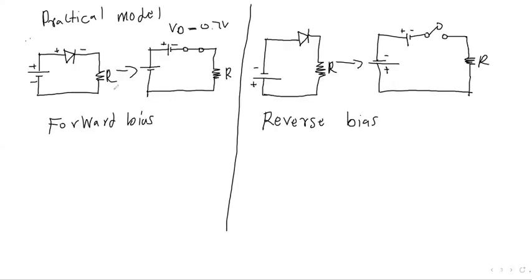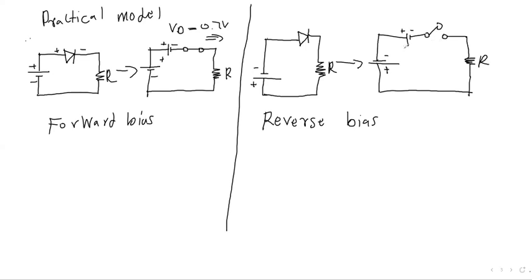So let's go to the practical model. Here's a schematic for the practical model. For the practical model in forward bias, a diode is replaced with a voltage source of 0.7 volts. Still, in forward bias it must be positive to positive, negative to negative. Since it's forward bias, it's a closed switch. Reverse bias is an open switch.